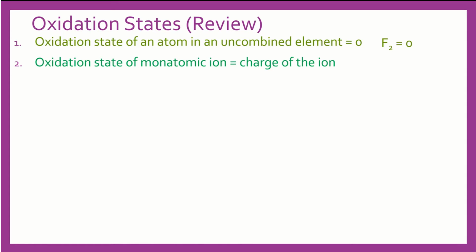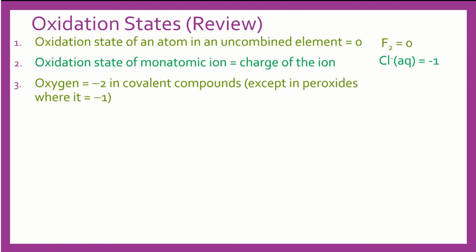Whenever you have a monatomic ion, so it's a one atom ion, the oxidation state is what the charge is. So if we have chloride, the ion, the negative charge tells us we have a -1 oxidation state. Next up, oxygen. Almost always, I always start with oxygen. Oxygen is going to have a -2 charge, except in the rare case when you have a peroxide, in which case it has a -1.